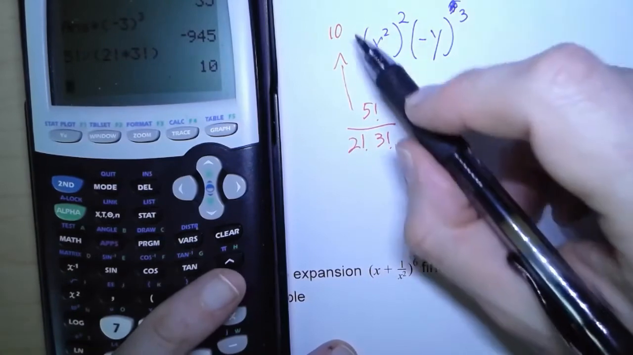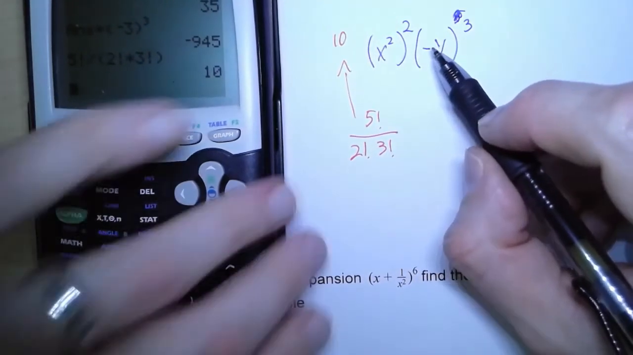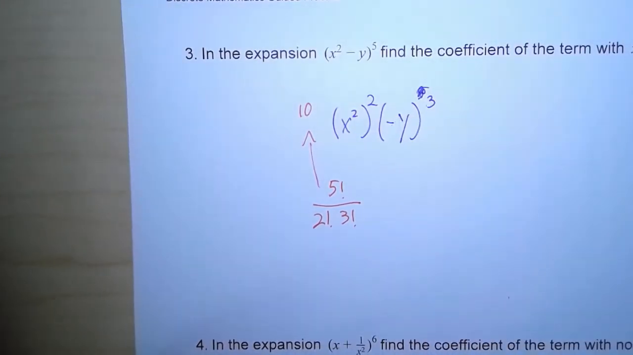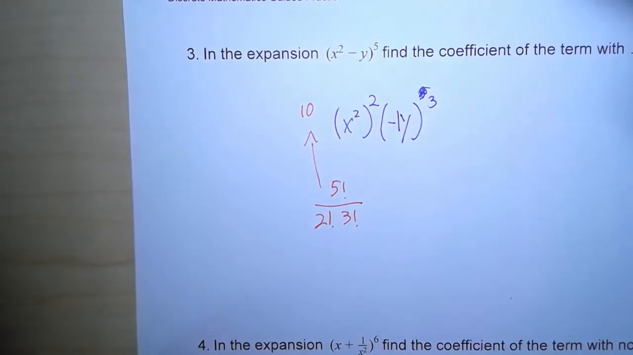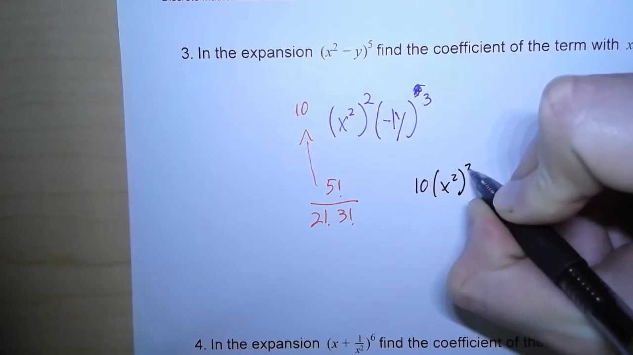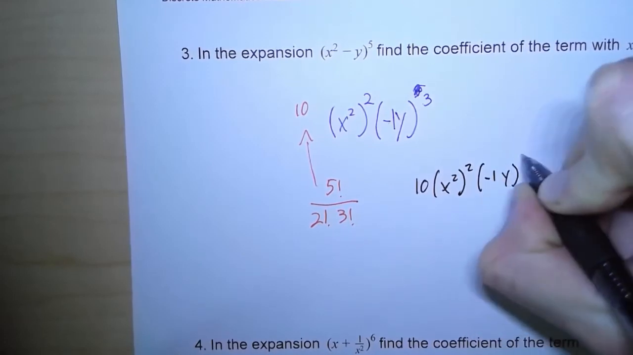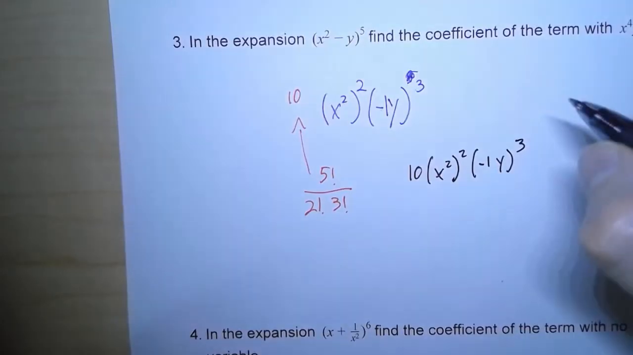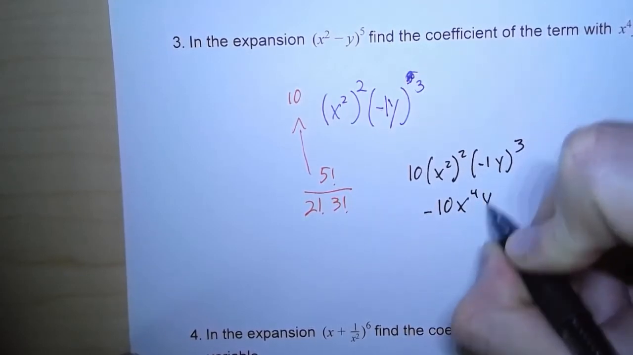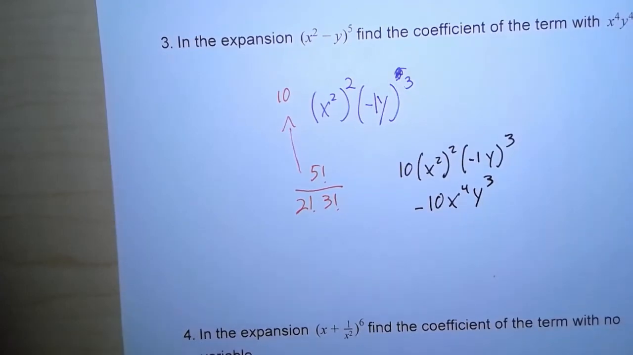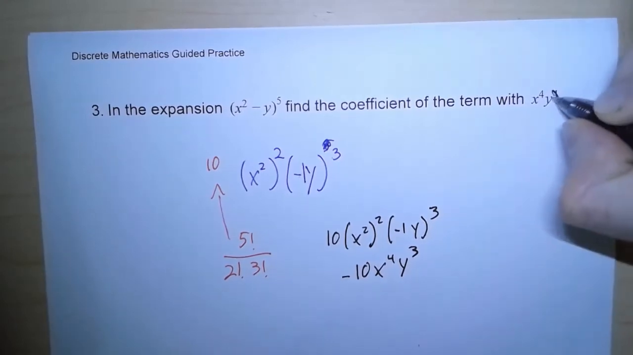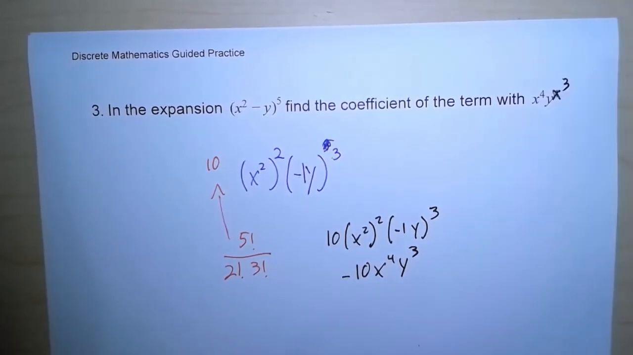And so we have 10, but don't forget that negative y to the third, because we're going to take negative 1, that's the coefficient, to the third power. So actually 10x squared times negative 1y to the third, and negative 1 to the third is negative 1. So when you multiply that by 10, you get negative 10x to the fourth y cubed. So actually there is no such term as x to the fourth y to the fourth. It's actually x to the fourth y cubed.